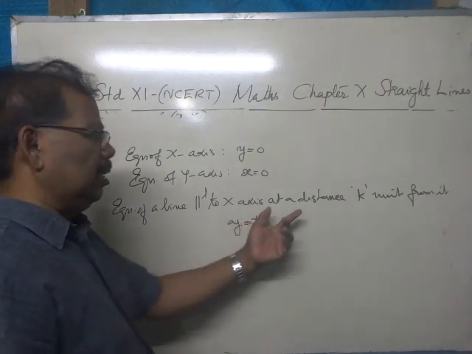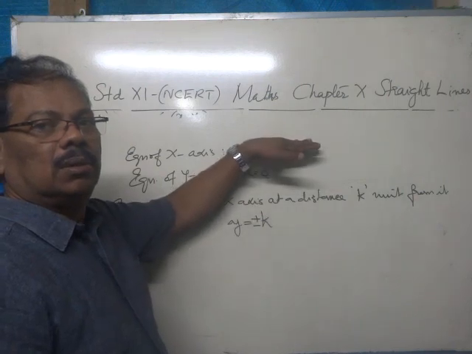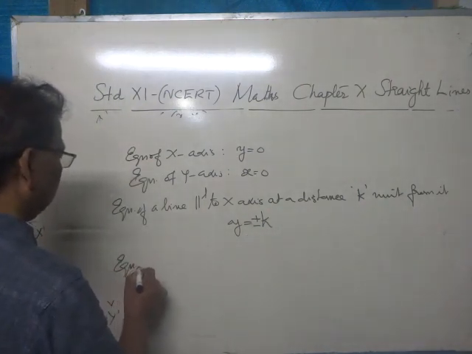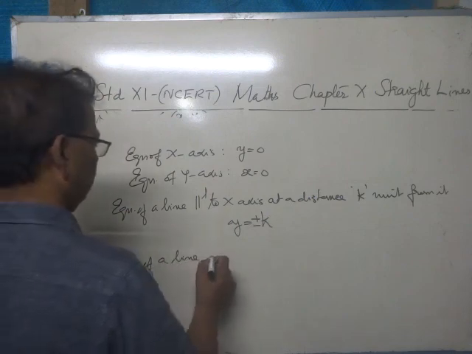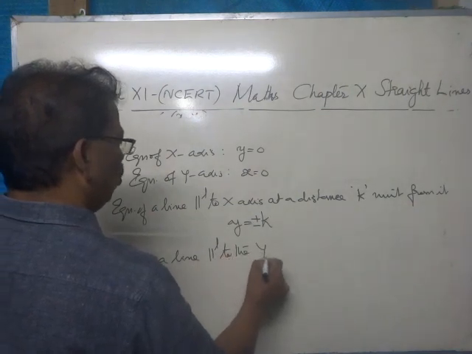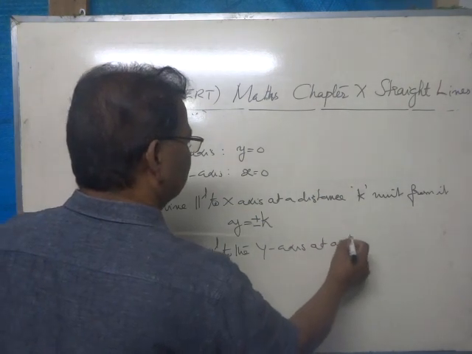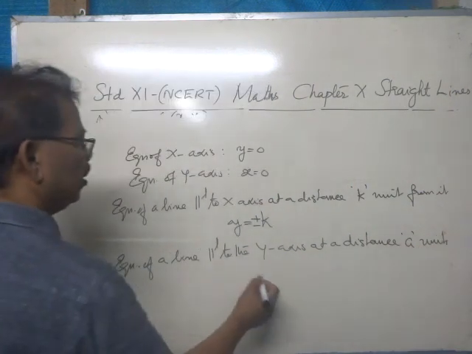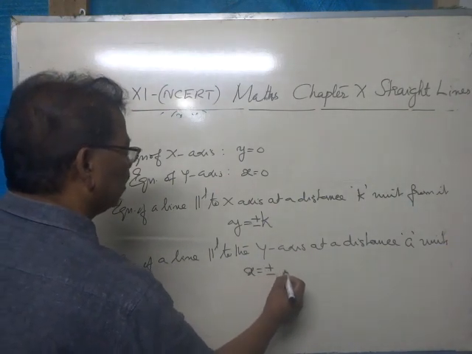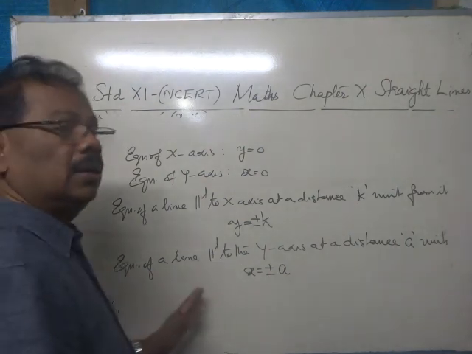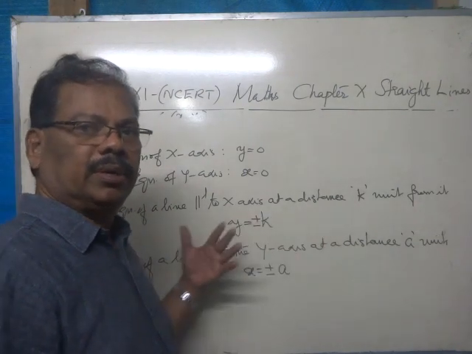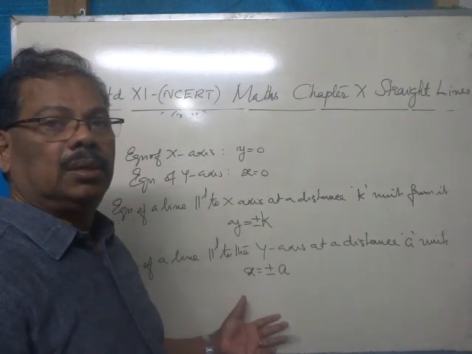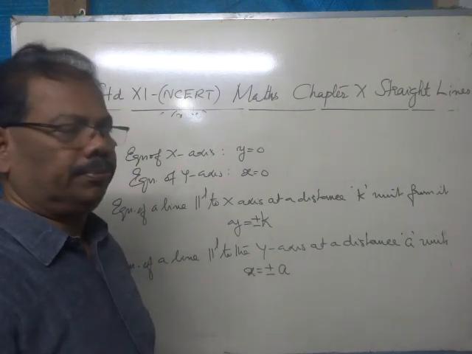We have written distance. It can be above the x axis. It can be below the x axis. Therefore, it can be plus or minus. Then equation of a line parallel to the y axis at a distance a units is given by x equals plus or minus a. It can be right of the y-axis or left of the y-axis. If it is right of the y-axis, the equation will be x equals positive a. If it is left of the y-axis, it will be x equals negative a. Right.